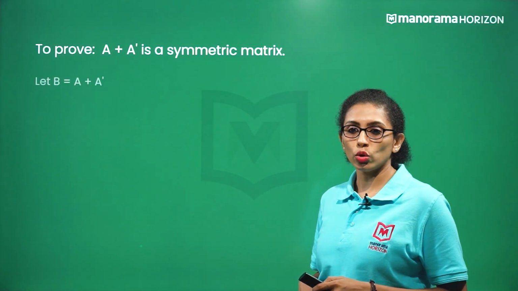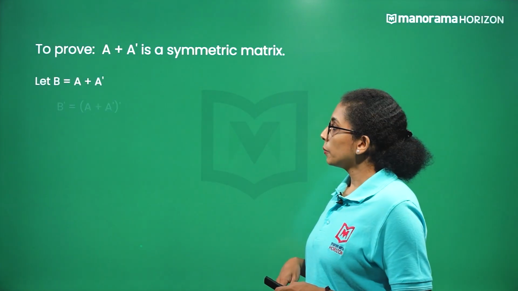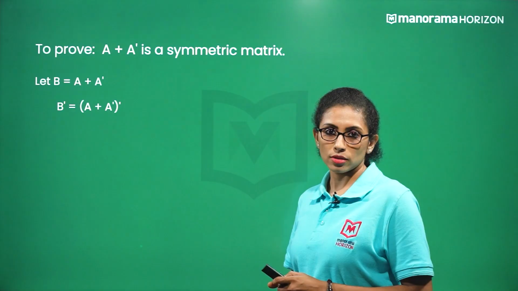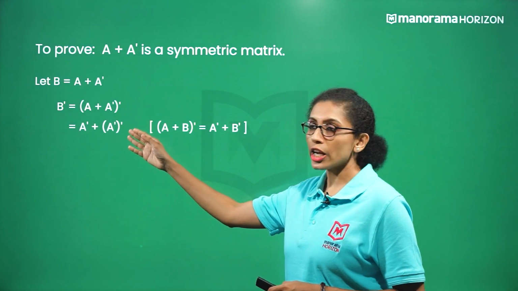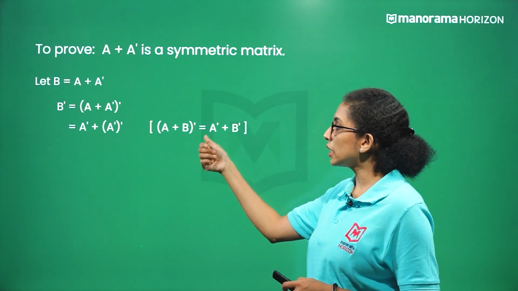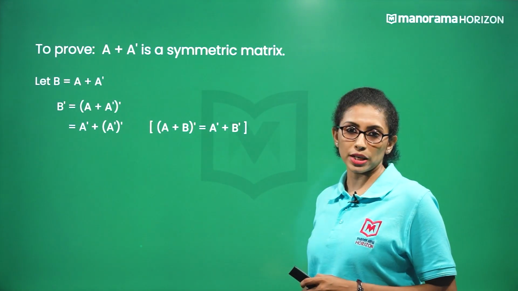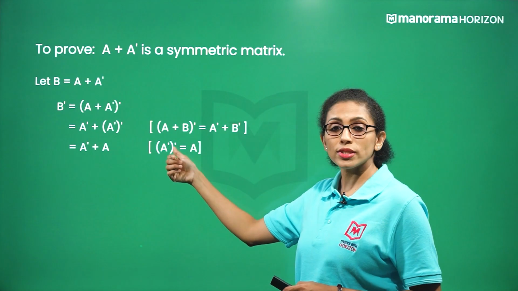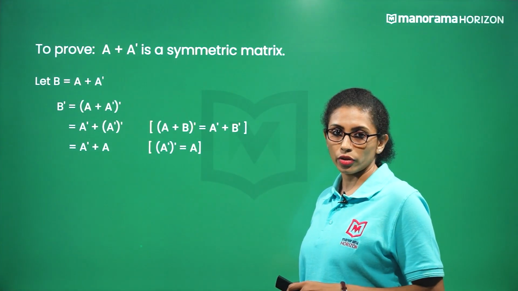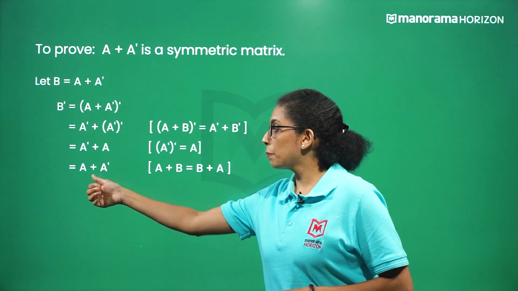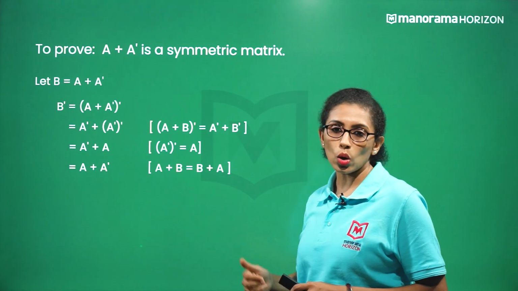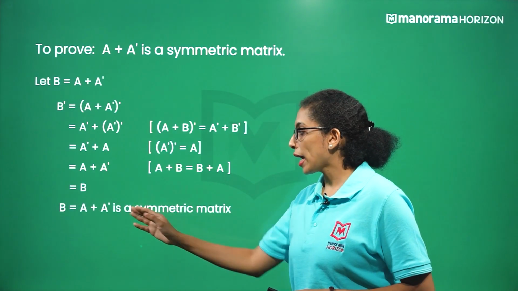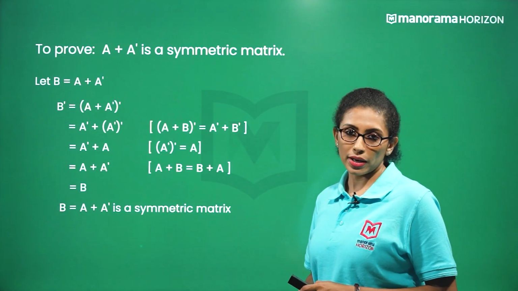Let B be equal to A plus A dash. Now B dash is equal to (A plus A dash) the whole transpose. We get A dash plus (A dash) the whole transpose. What is the reason? (A plus B) the whole transpose is equal to A transpose plus B transpose. Now we get it as A dash plus A. What is the reason? (A transpose) the whole transpose is nothing but the matrix A itself. Again, we can rearrange it as A plus A transpose. Reason? A plus B is equal to B plus A, which is equal to B. Alright, therefore B is equal to A plus A transpose is a symmetric matrix.